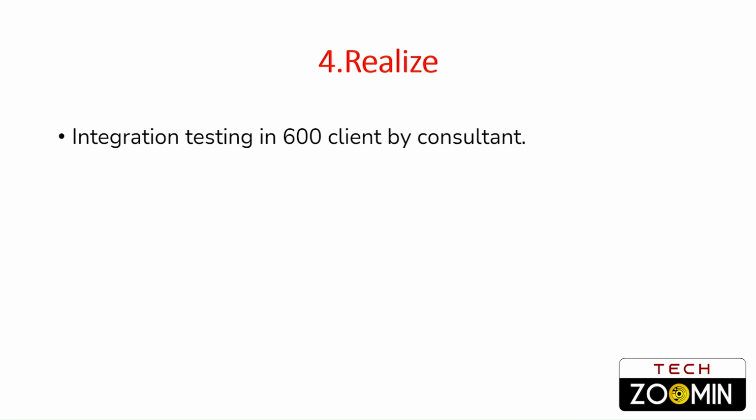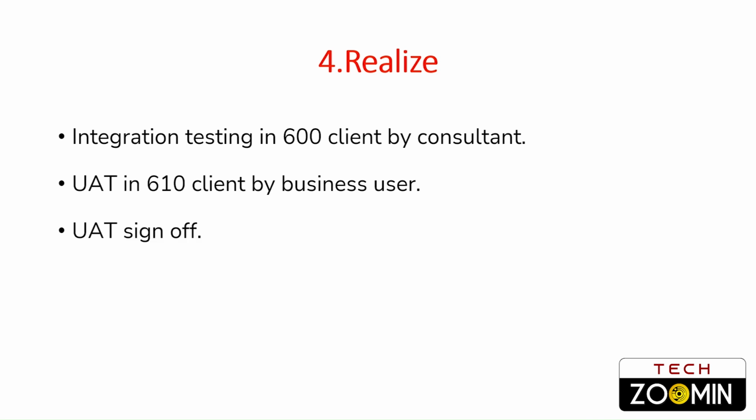Now the consultant will do system integration testing, that is ISNT, in the 600 client in the quality system. After that, the consultant will ask core users to test all the scenarios and give confirmation. So the core user or business user performs testing in the quality system to test all the scenarios. This testing is called UAT, that means user acceptance test. This test is done by the core user. This is the final testing. The user will check whether the business requirement is working properly or not. If everything is fine, then they will give UAT sign off.